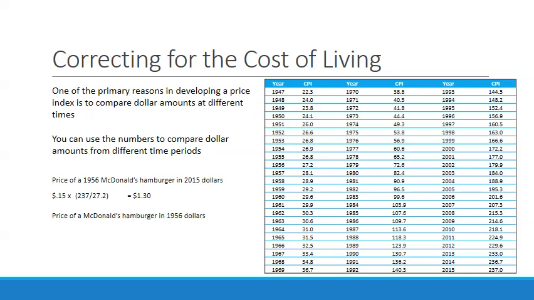Now we can go the other direction as well. So the price of a McDonald's hamburger in 1956 dollars. Well, the hamburger today costs $1.29. So you see that $1.30, you see how the price here has been adjusted, it's corrected for inflation. So the price of a McDonald's hamburger today is $1.29. So if we take 27.2 divided by 237, we end up with 15 cents.